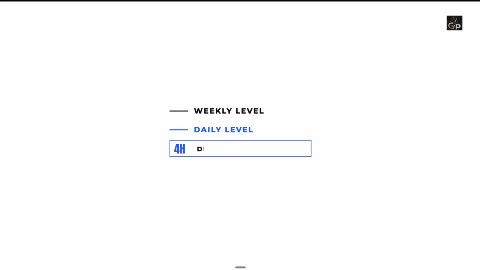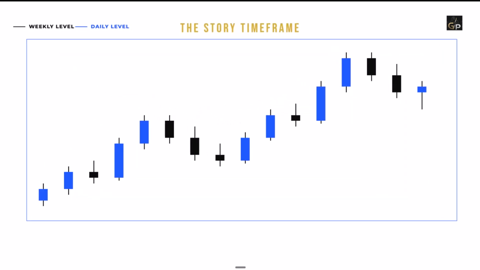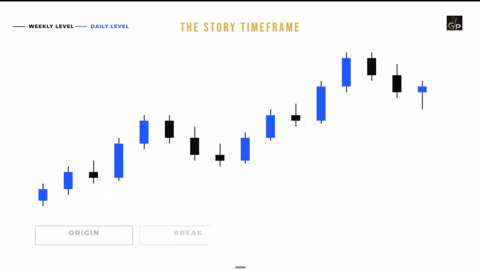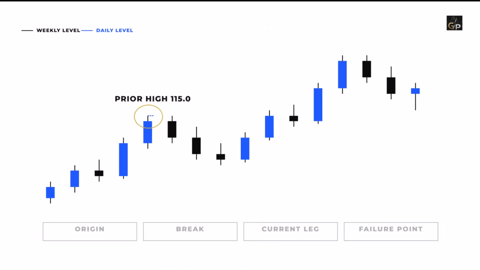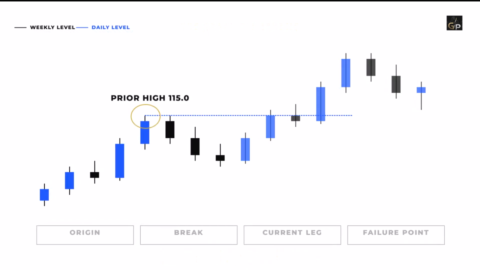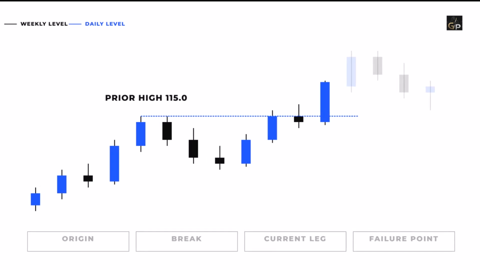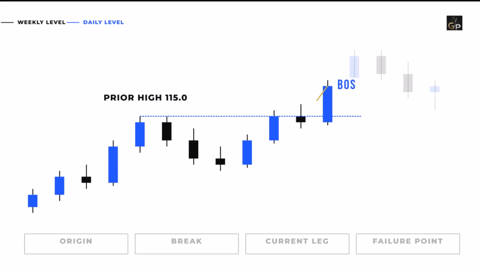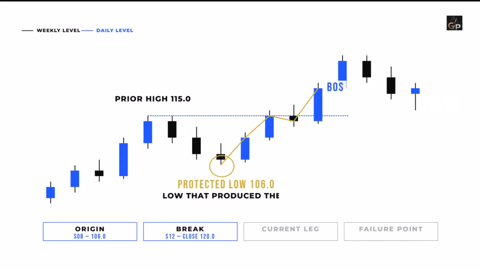4 hour, direction and zones. The story time frame. This is where the smart money concepts finally come in. And this is the chart that tells you where you are in the narrative. Mark the breaks of structure and identify the protected low. And it's worth being precise about what that means because the term gets used loosely. The protected low is the low that produced the most recent break of structure to the upside.